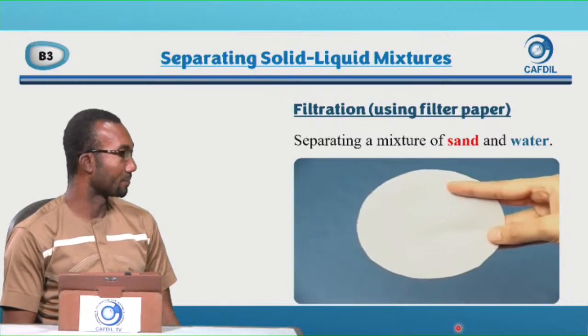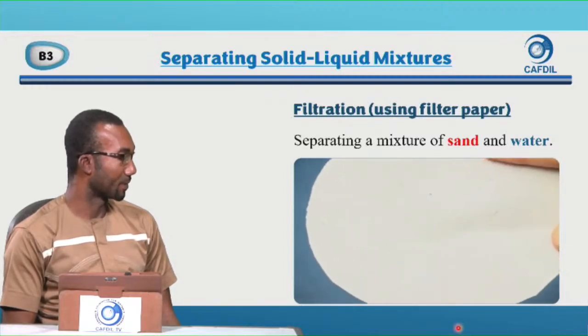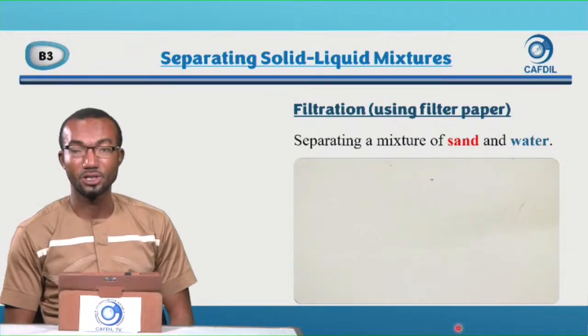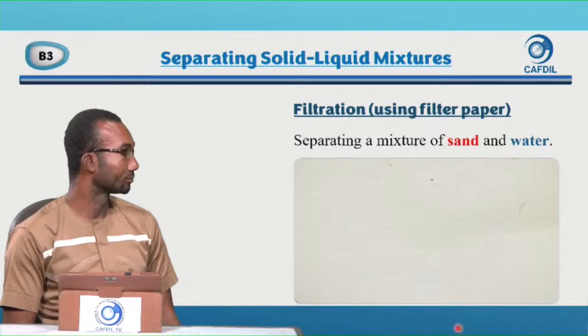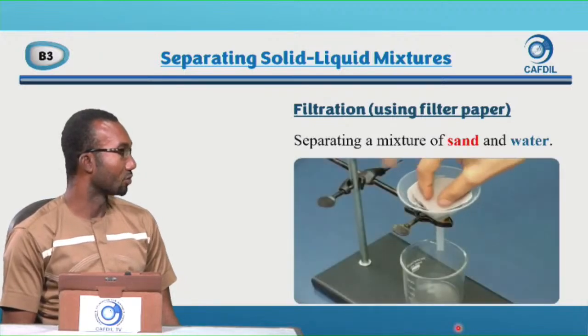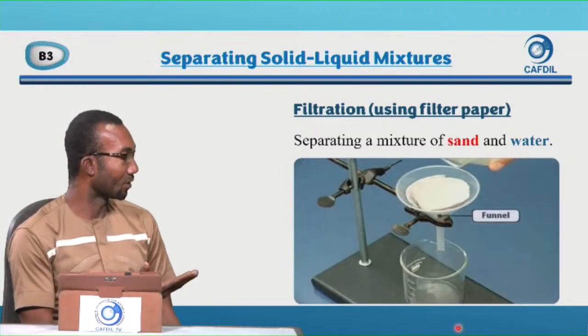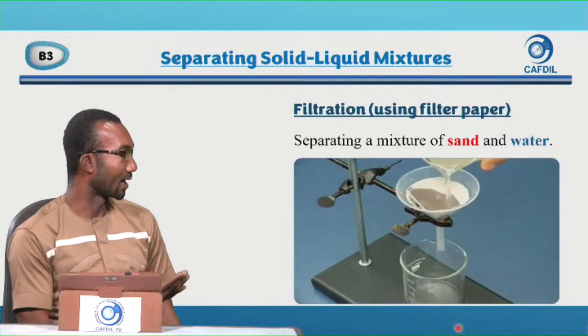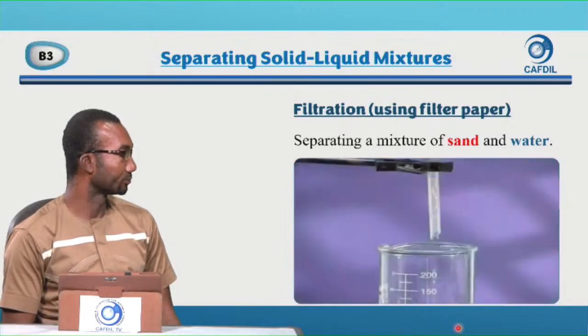So this is the filter paper. This is what we call the filter paper, and this is what we are going to use to separate a mixture of sand and water. We fold the filter paper and put it in the funnel, and then you keep the container or the beaker under the funnel, and then you pour the mixture inside.